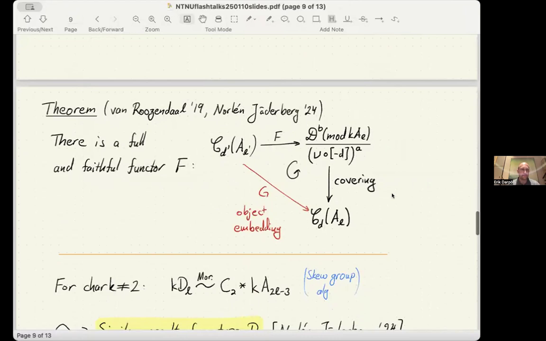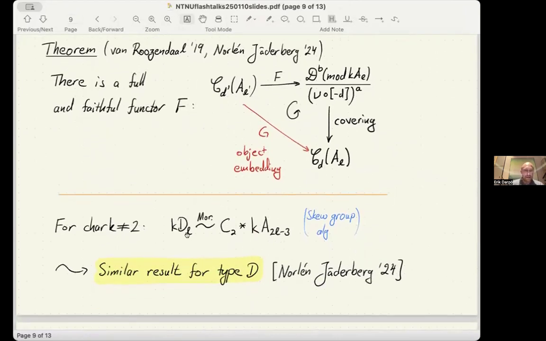Moreover, if you assume that your characteristic is different from 2, you may view algebras of type D as skew group algebras of certain algebras of type A. And using this skew group algebra construction, you can move the entire result, or almost all of the result, over to type D also. There are some things you need to check manually, but in principle, with some work, the result translates to type D.